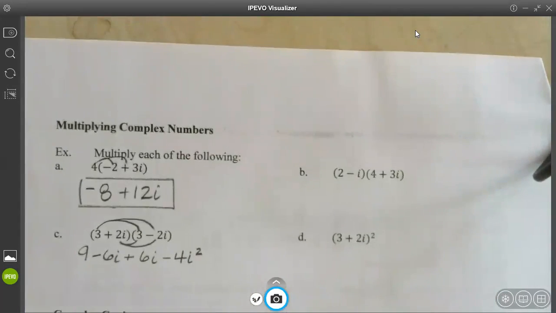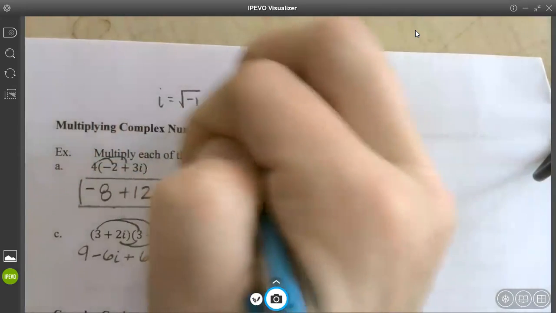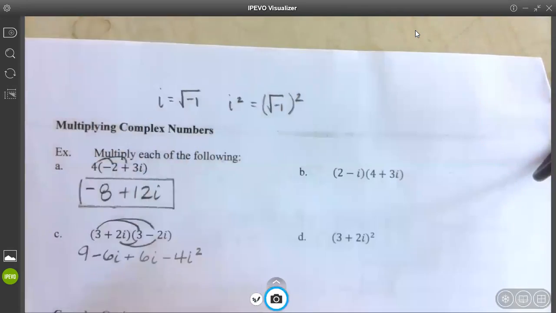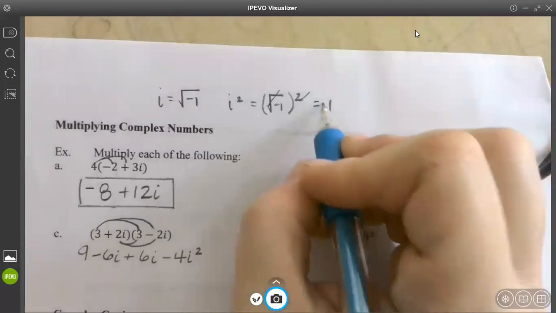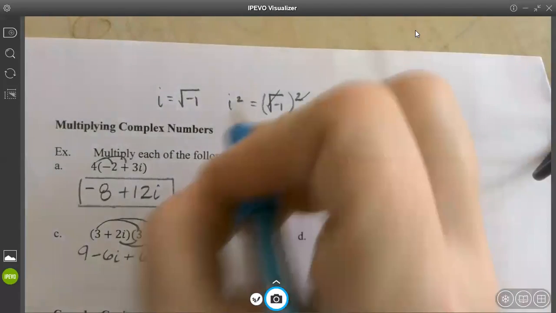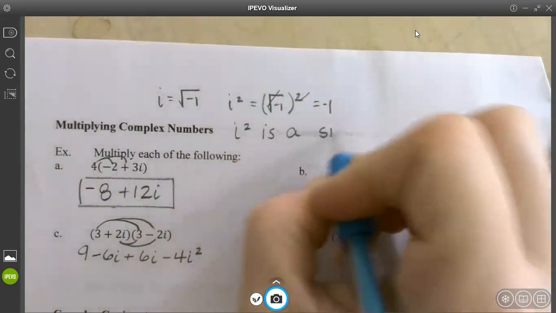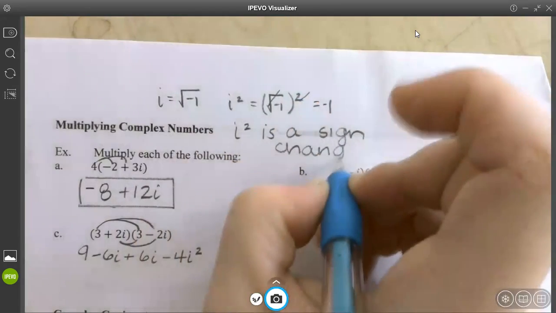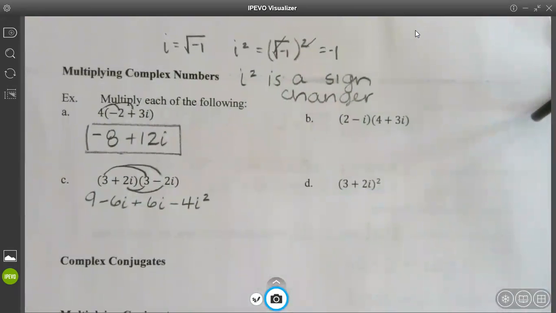Remember what I told you? That i is equal to the square root of -1. So i squared would be the square of the square root of -1, which just means -1. So what I always say is that i squared is a sign changer. That way I don't have to do any work. So i squared is a sign changer.